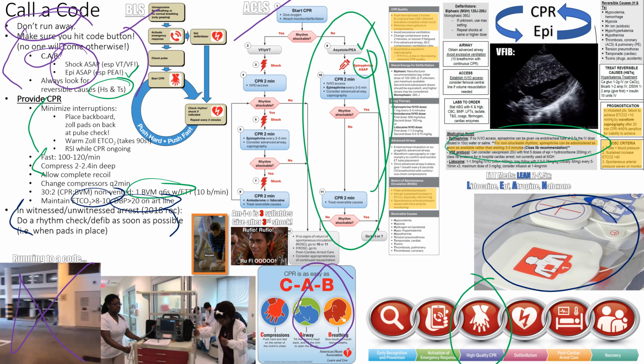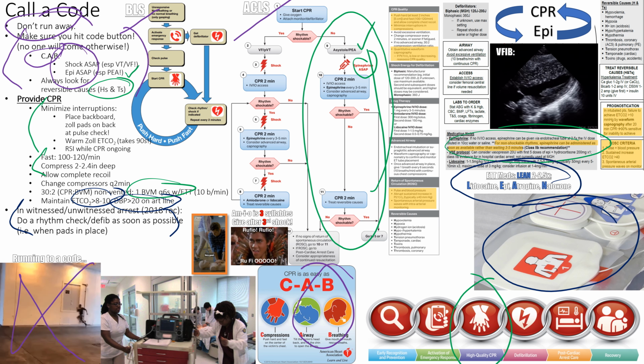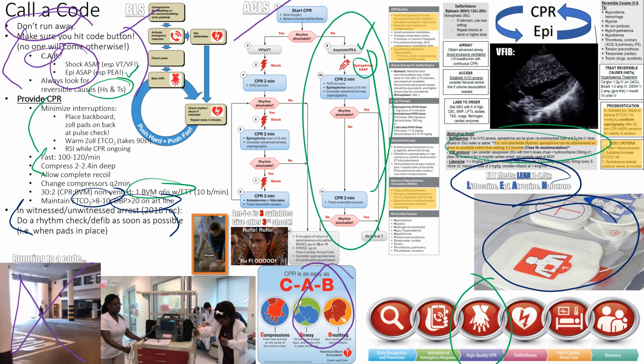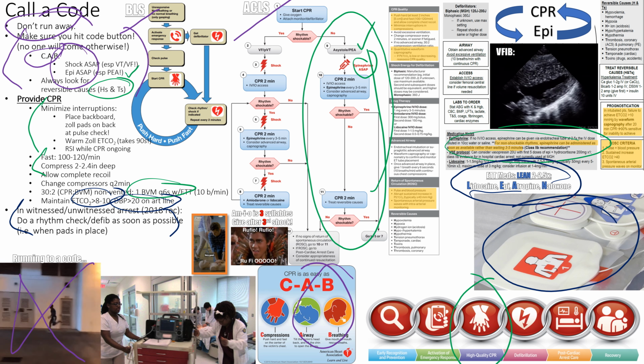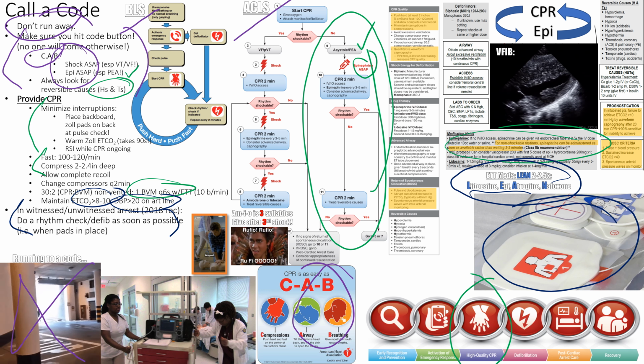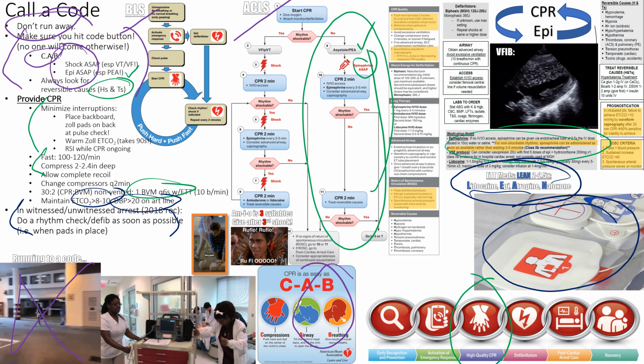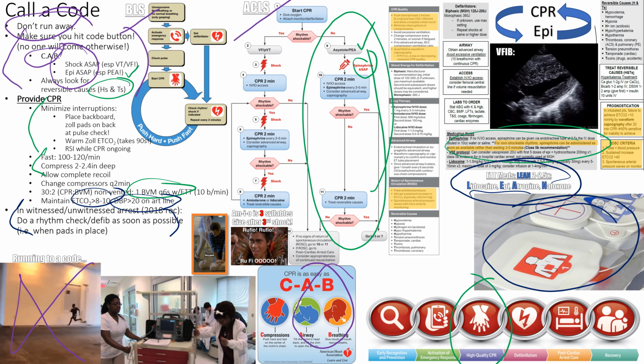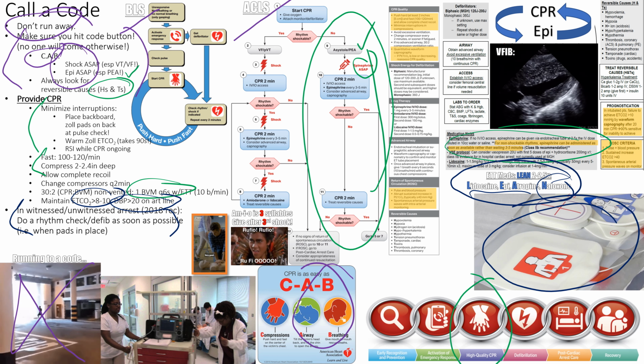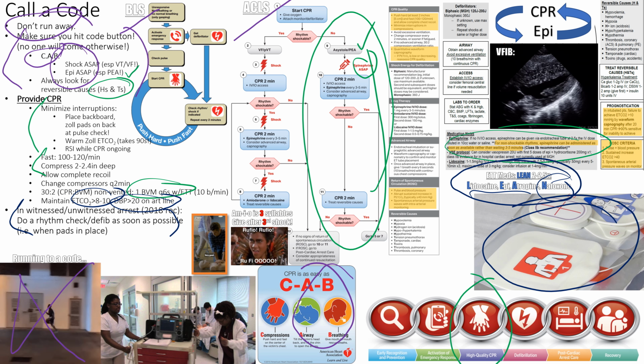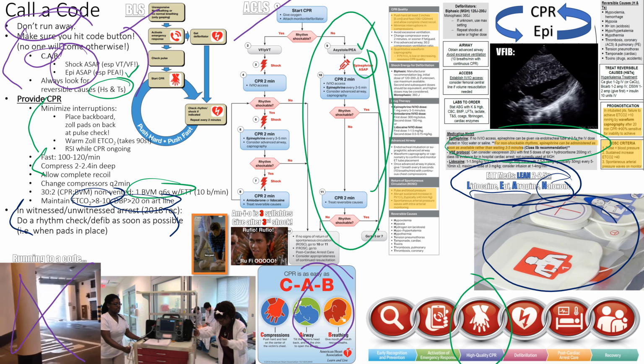And sometimes if we don't have IV access, we can give things down the ET tube if we have to, right? So the acronym is LEAN or NAVEL, right? So lidocaine is good. You could give epinephrine, atropine, and Narcan can even be given as a reversal agent, right? So that's the idea behind a code situation, right?